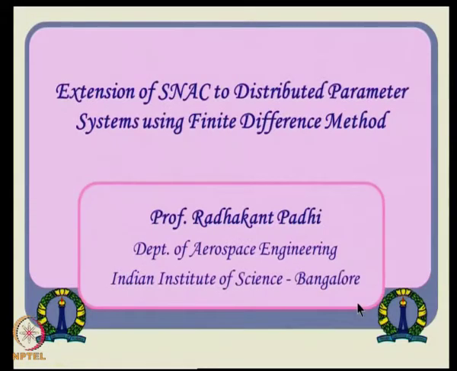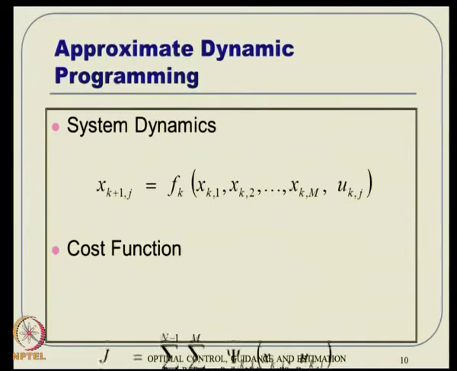Now, how do we extend these ideas to distributed parameter systems? Here the finite difference method comes in very handy. Okay. We are not bothered about model reduction and things like that. We just blindly put the grid points and try to get some solutions out of it. So, let us see what the problem we are talking about.